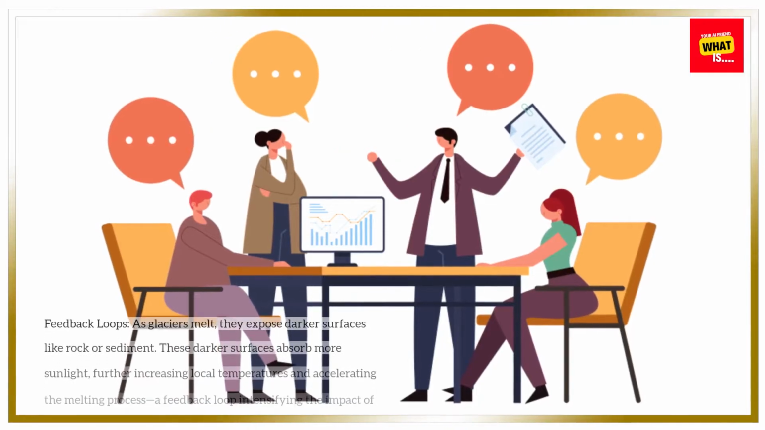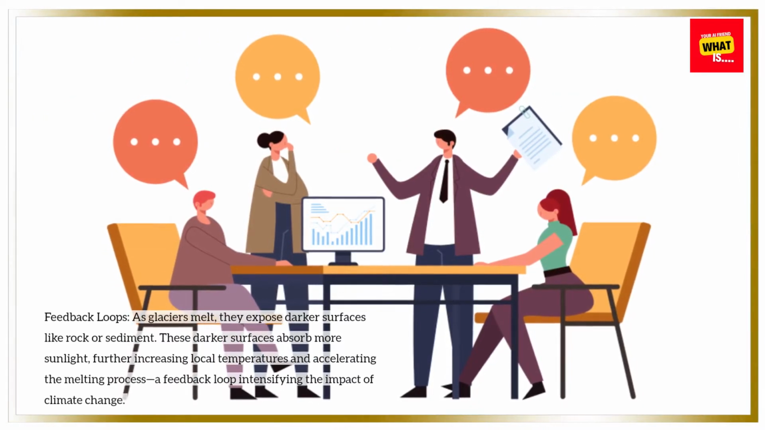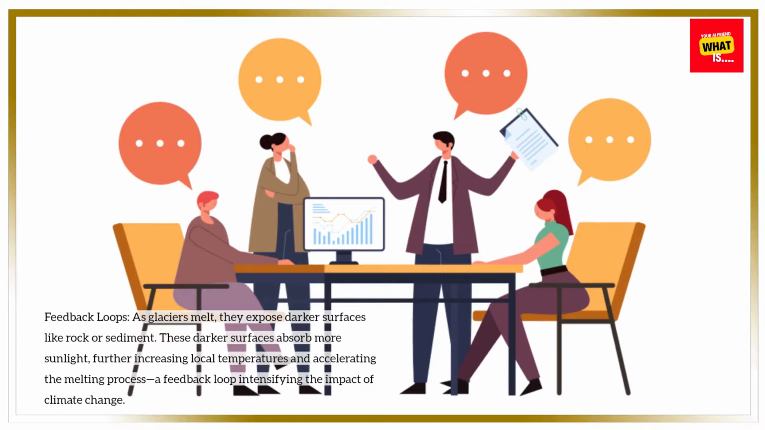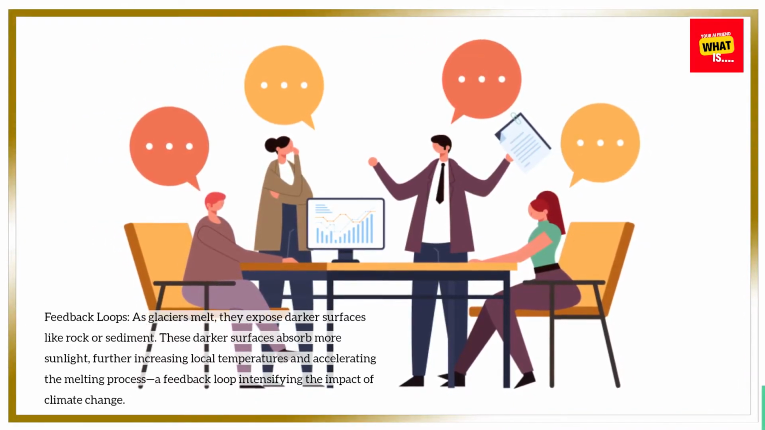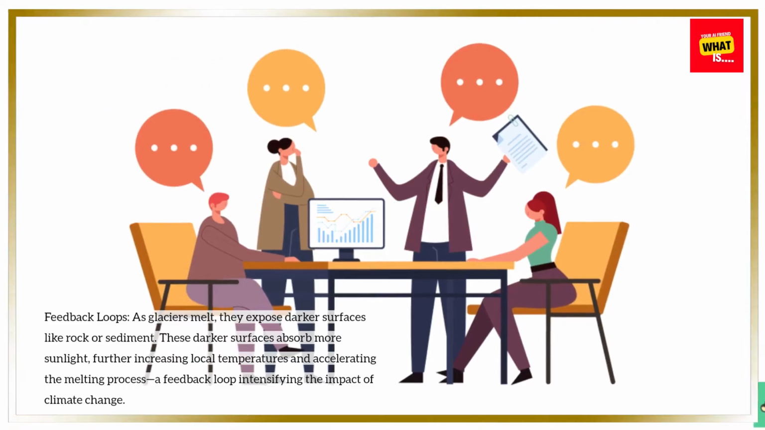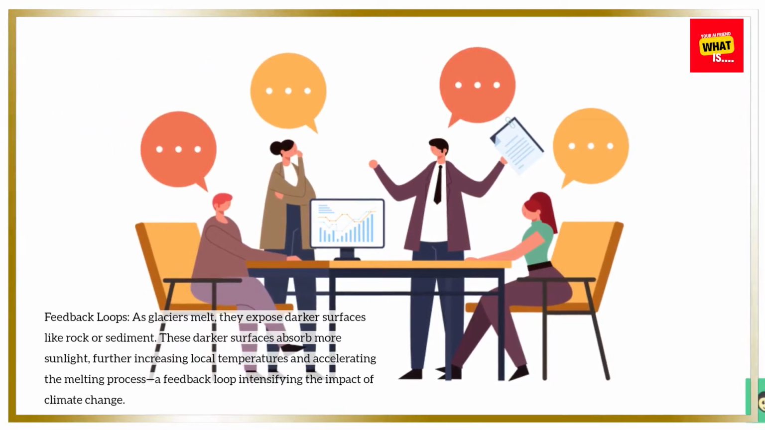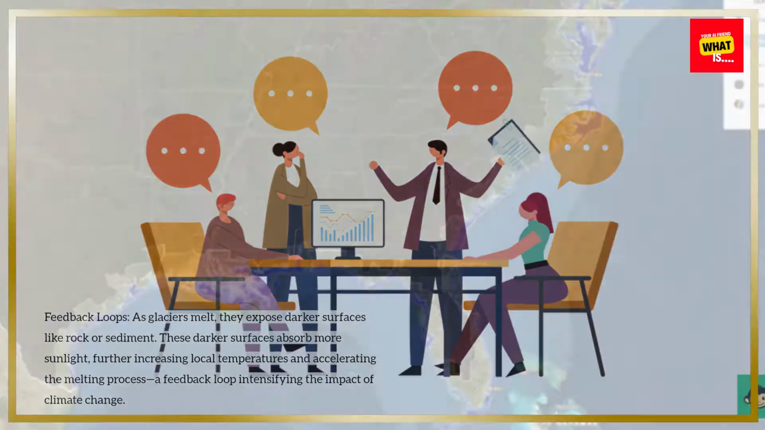Feedback loops. As glaciers melt, they expose darker surfaces like rock or sediment. These darker surfaces absorb more sunlight, further increasing local temperatures and accelerating the melting process. A feedback loop intensifying the impact of climate change.